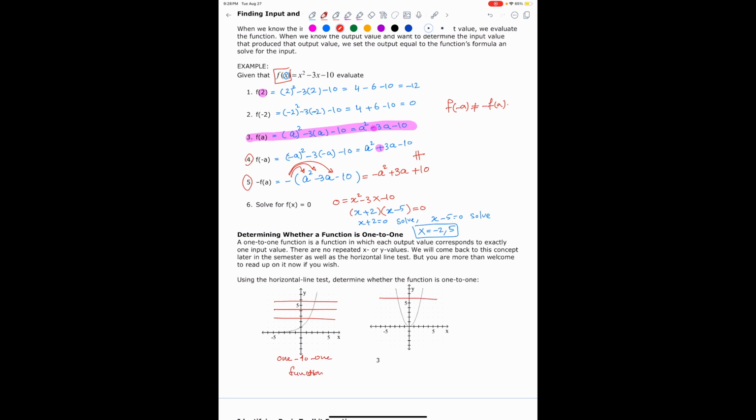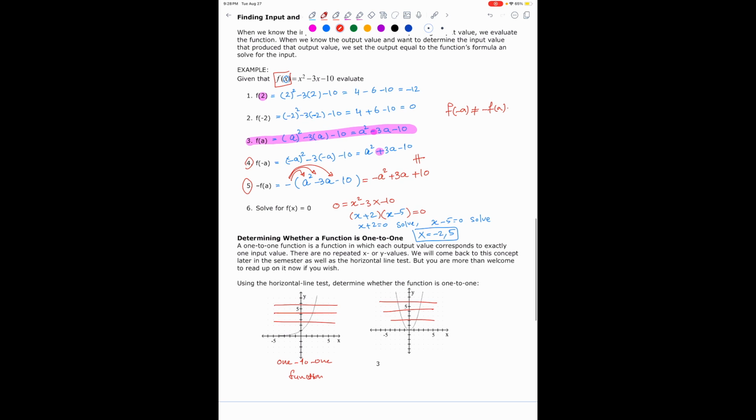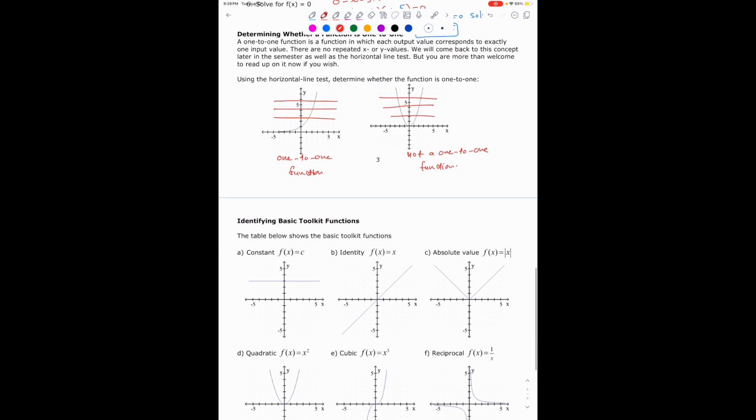While the second one, it crosses it twice. I know that is a graph of a function because it passes the vertical line test, but it doesn't pass the horizontal line test, so it is not a one-to-one function. It is a function, but it's not a one-to-one function. So that is basically the definition of a one-to-one function. Again, we're going to cover this concept later on in the semester.